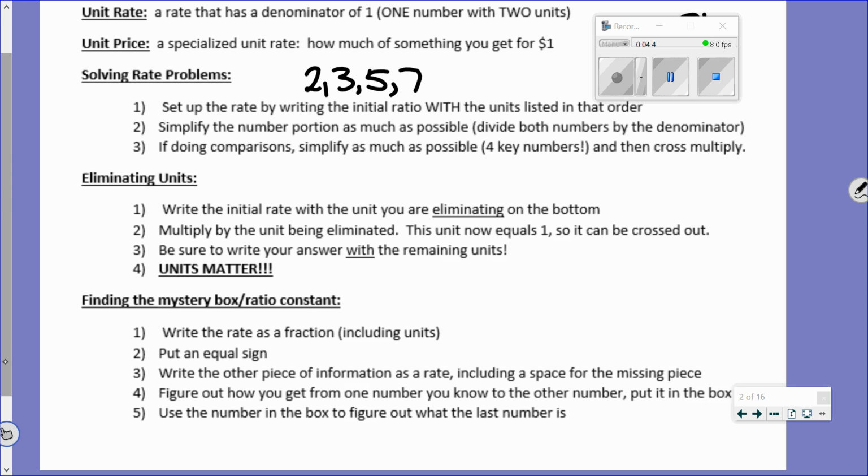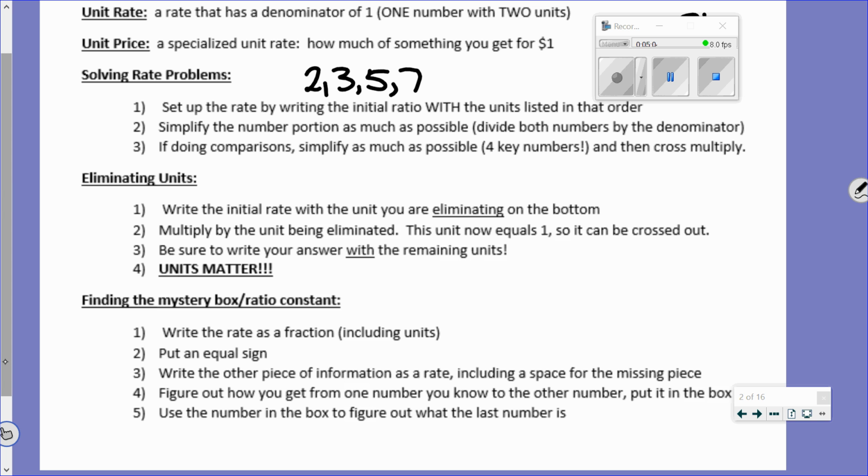Whatever I do on that top or bottom, I also do on the other side. Again, make sure that you put in your units. But the number in the box is going to help you figure it out. So that sounds kind of like garbage, gibberish right now. Let's do a couple examples so you can actually see how these things work.